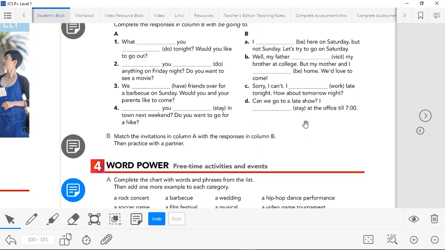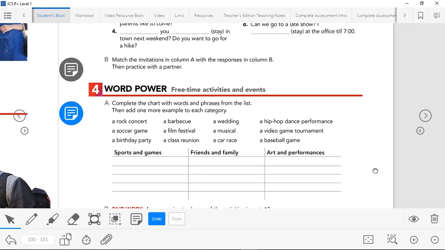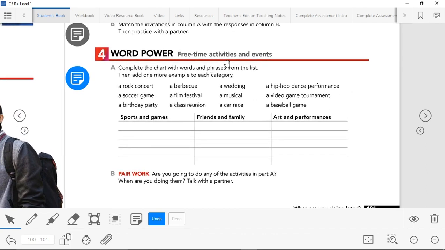Very good. Now, for the last thing for today, we have a word power, free time activities and events. You're gonna complete this chart with words and phrases from the list. Then, if you want, add one more example to each category. We have sports and games, friends and family, and art and performances. And we have all of these things, okay? So take your time to put all of the things of the list in the correct column, okay?